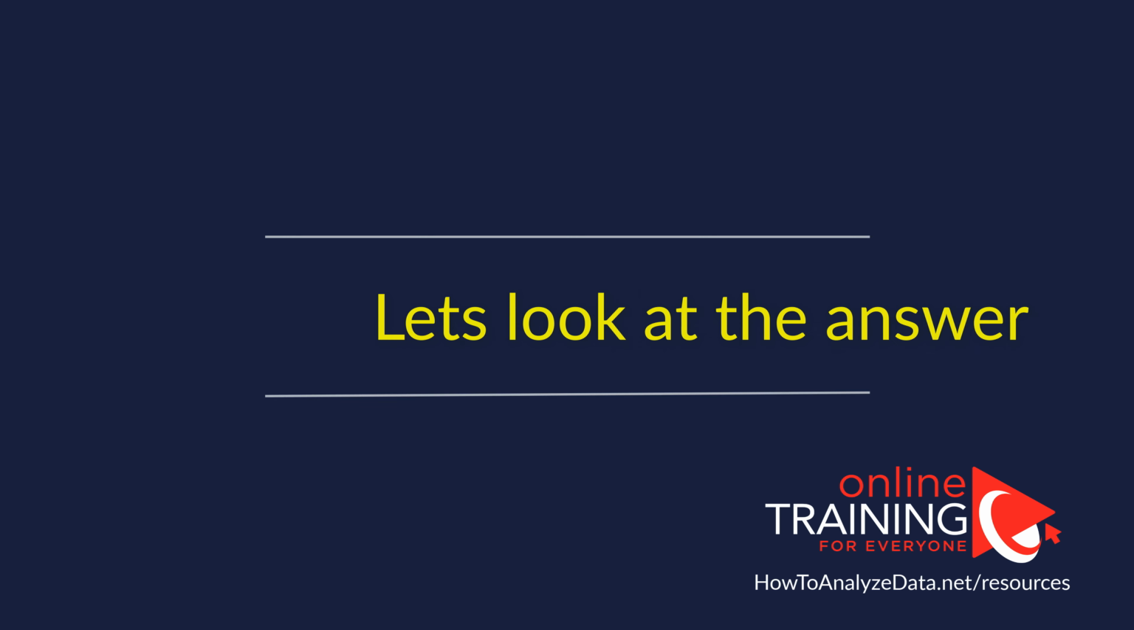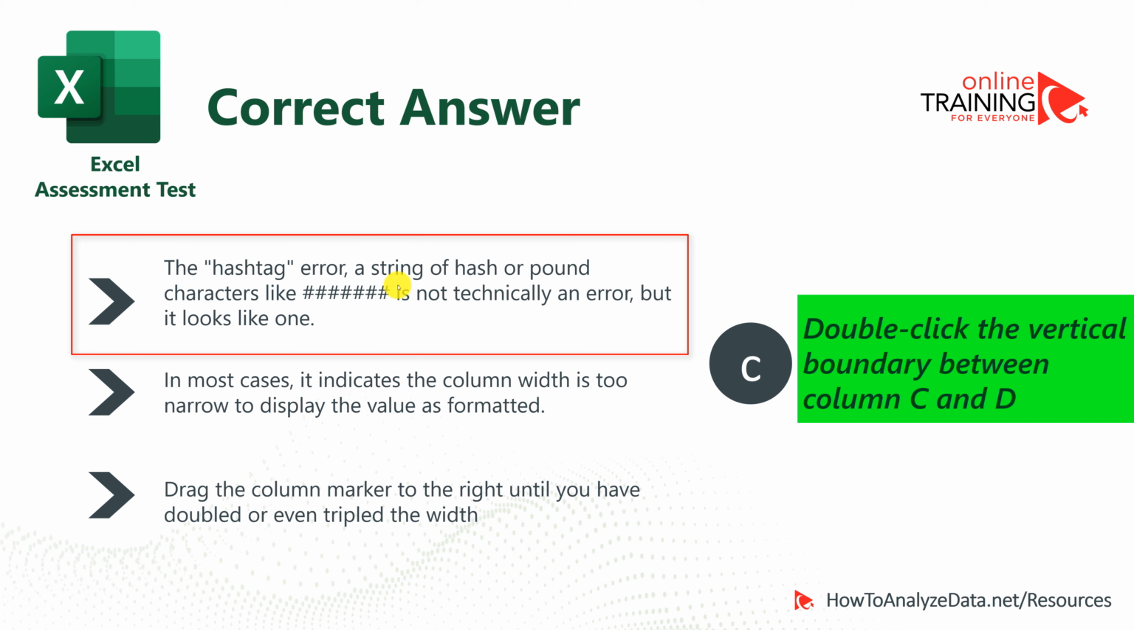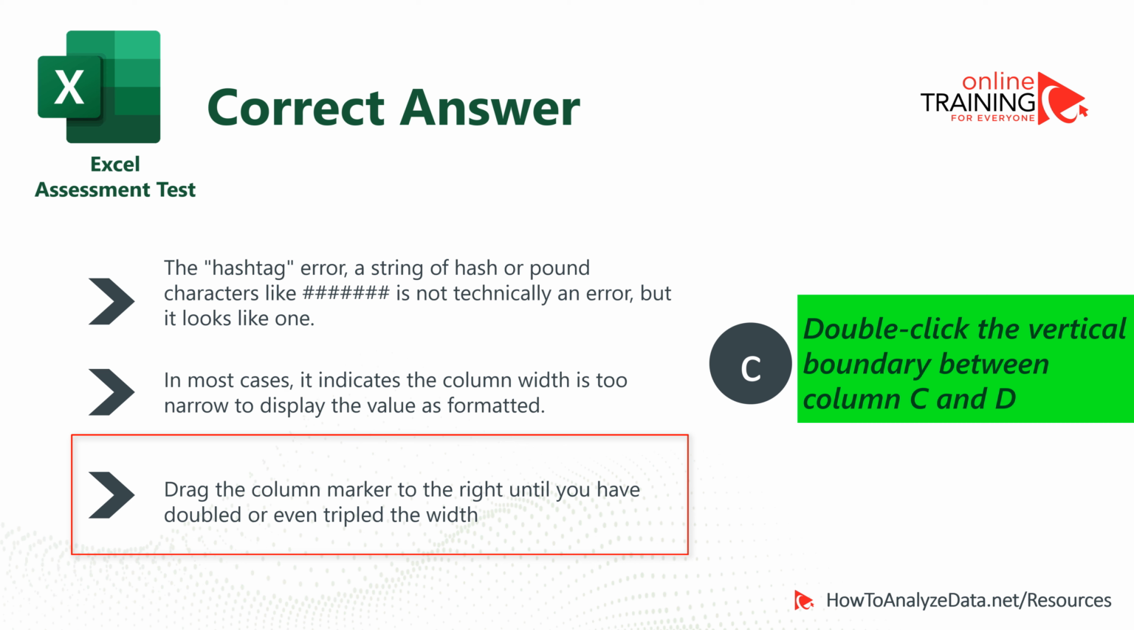What's interesting is that the hashtag error, or a string of hash or pound signs, is not technically an error, but it looks very much the same. This is just an indication that the column width is too narrow to display the value as it's currently formatted. One of the ways to fix it is to drag the column separator in between the columns. But because this choice wasn't available, the easiest way to do it is also by double-clicking it.